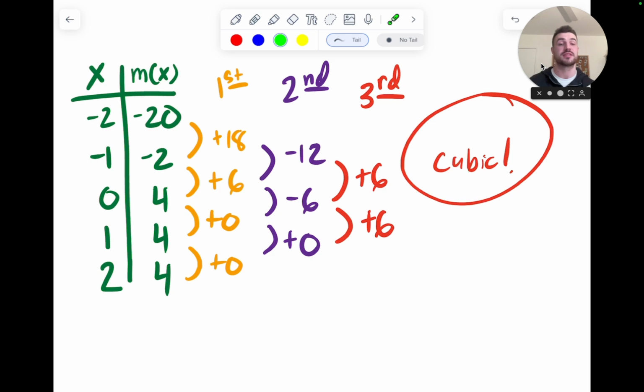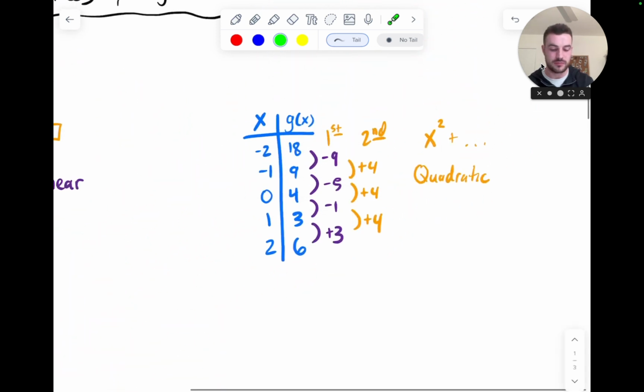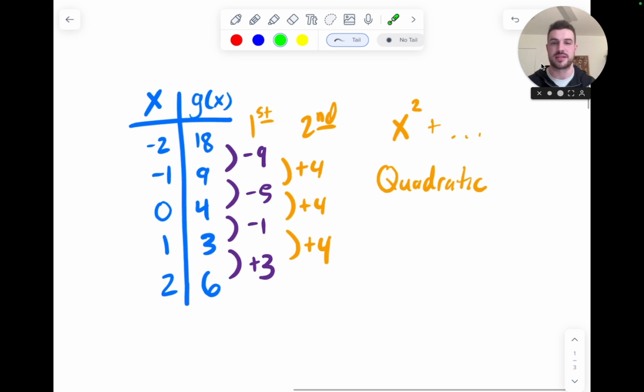Now, if we had x-intercepts, then maybe, but we don't have just x-intercepts, so it's not really going to work very well for us. I want to jump back to here, and you'll see why in a second.